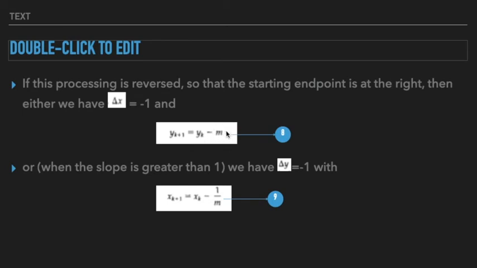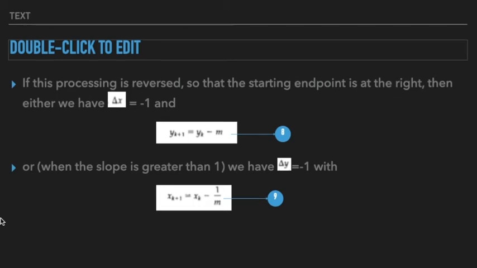Here the delta x value is minus 1, so it will be m into minus 1, that is minus m. So yk plus 1 equals yk plus m into minus 1, that is yk minus m. And if the value of slope is greater than 1, then delta y will be taken as minus 1, and xk plus 1 will be equal to xk plus 1 by m into minus 1, that is xk plus 1 equals xk minus 1 by m. That is the only difference if you have to draw from right to left.